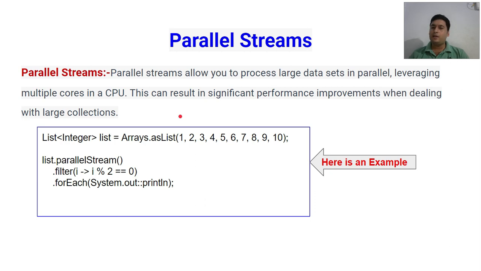Okay, instead of a stream, you can also write a parallel stream. The only difference is that with the help of parallel streams you can process a large amount of data in parallel, and in a stream you can do it sequentially.